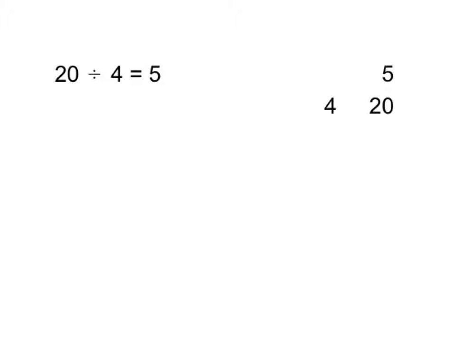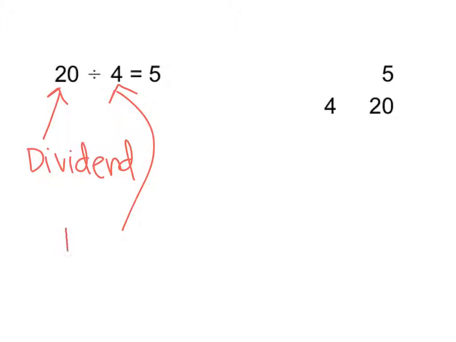We have two ways that we can write division problems. This first way, 20 divided by 4 is 5. In this problem, that 20 is the dividend. And that's kind of like the amount of things that we have total. The next number is going to be the divisor. That would be like how many groups we're splitting it up into.